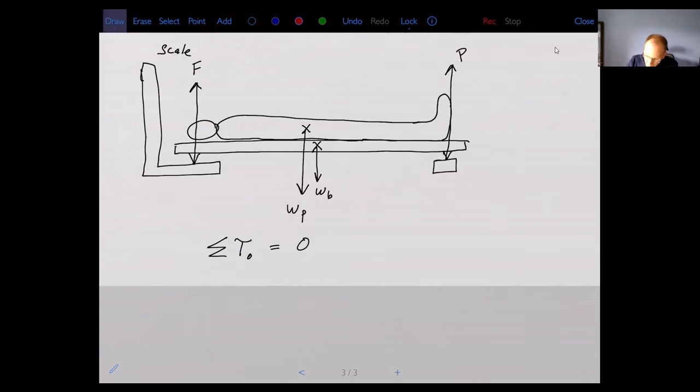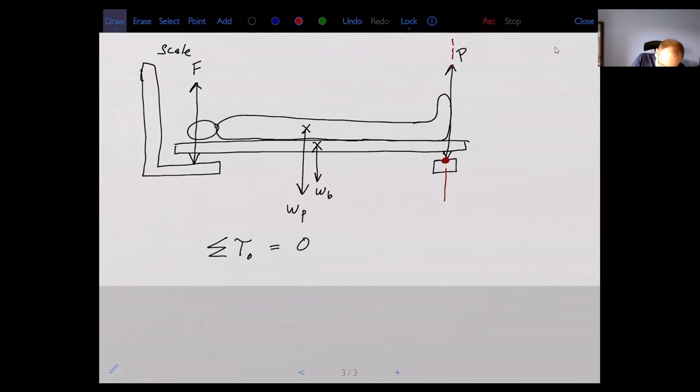Well, remember, if P passes through the axis of rotation, then it doesn't contribute a torque about that point. So why don't we put our axis of rotation right at the right knife edge, right here? Then P will not contribute a torque about that point, which is nice because I don't know anything about P and I really don't want it to appear in my equation. Okay, now that we have the axis of rotation, let's figure out all the moment arms.